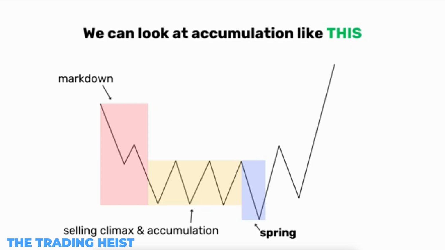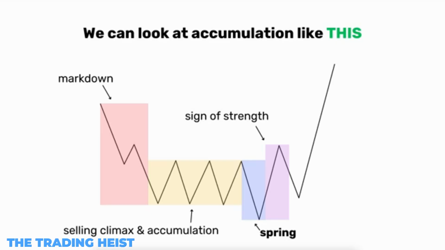The spring, in order to be confirmed, must be followed by the sign of strength, which is a push to the upside and a closure above the selling climax and accumulation range. What this spring and this sign of strength shows is a clear takeover of control from the buyers.